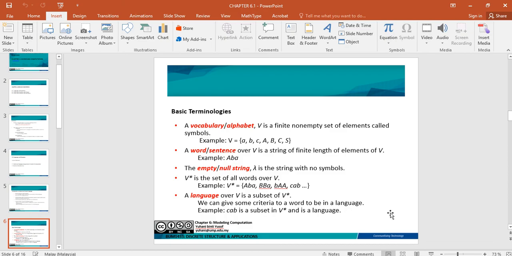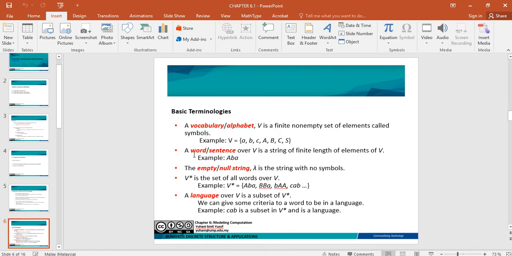The basic terminologies that you need to know are vocabulary or alphabet, words or sentence, empty or null string, and a language. So what is a vocabulary? Vocabulary is a finite non-empty set of elements called symbols. It can be the alphabet A, B, C, either small letter or capital letter, or it can be any symbol to represent vocabulary. This is just one example of vocabulary.